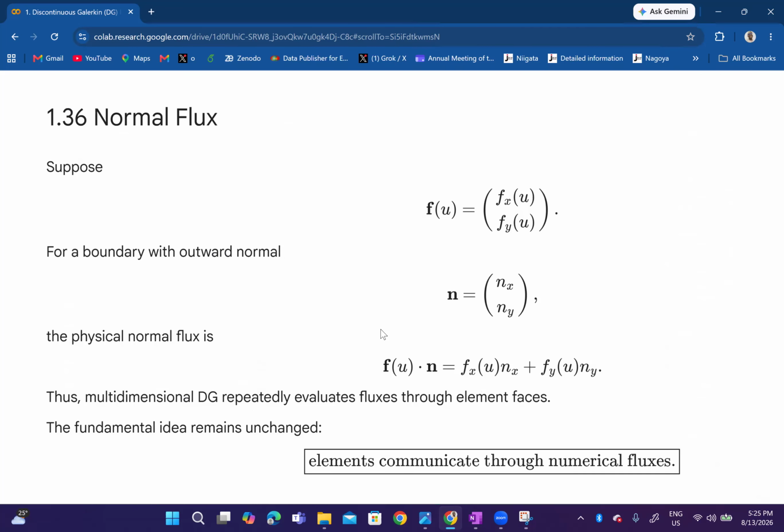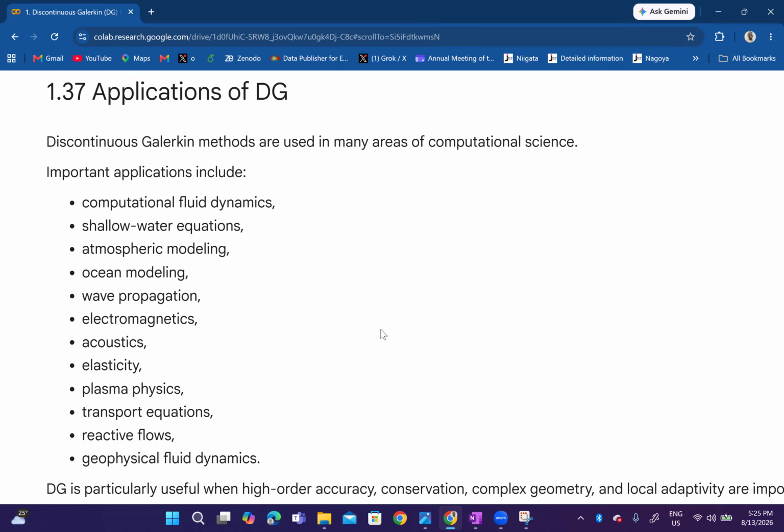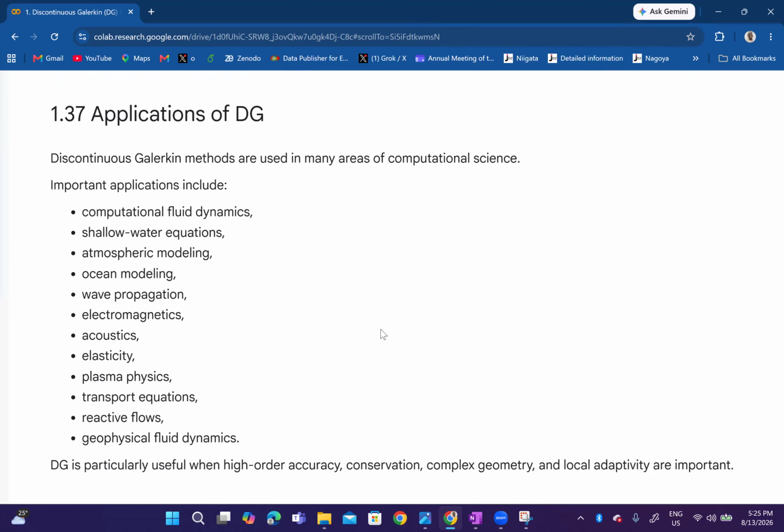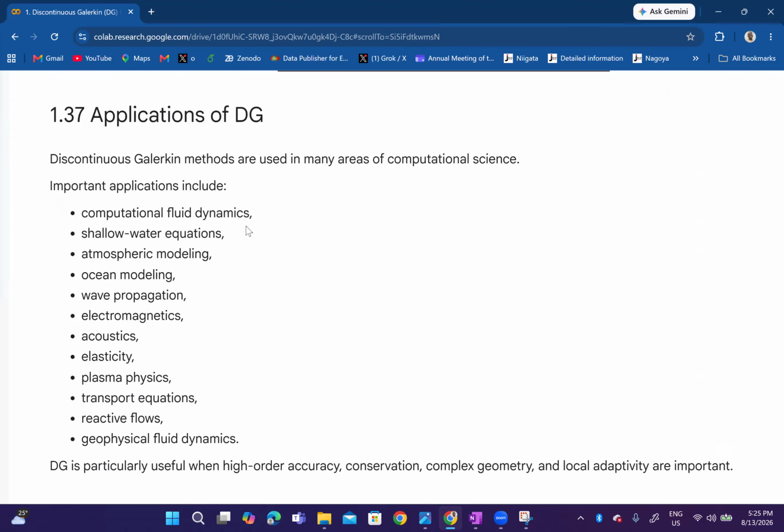So applications of discontinuous Galerkin, we've been talking about it a lot, right? Discontinuous Galerkin methods are used in many areas of computational science. Important applications include computational fluid dynamics, shallow water equations, atmospheric modeling, ocean modeling, wave propagation, electromagnetics, acoustics, elasticity, plasma physics, transport equations, reactive flows, geophysical fluid dynamics. Discontinuous Galerkin is particularly useful when high order accuracy, conservation, complex geometry, and local adaptivity are important.